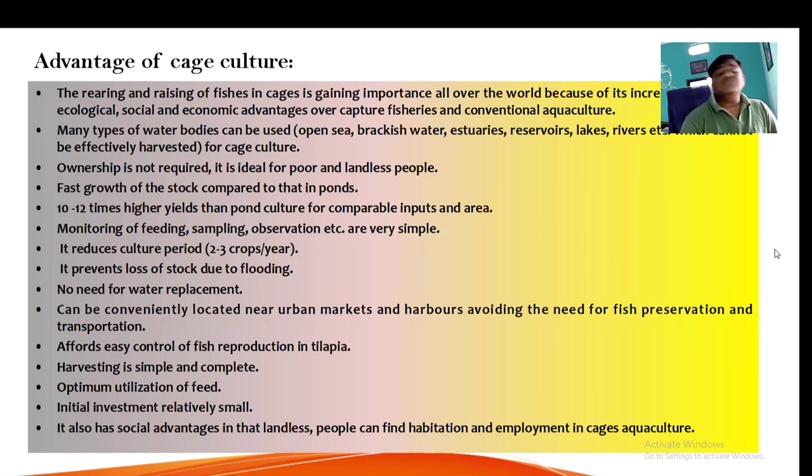Okay, then ownership is not required. I have just explained to you that a single man can start the cage culture. Okay, so it is ideal for poor and landless people. This is one of the important advantages of this cage culture.